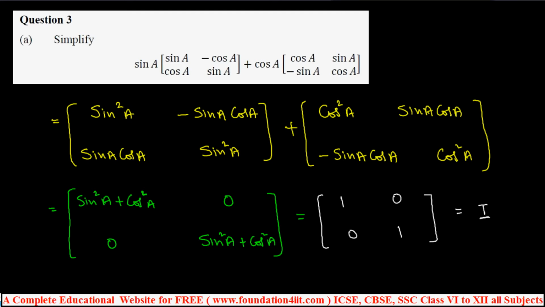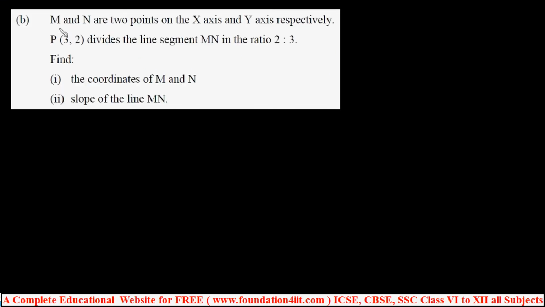Next question. In this question, M, N are 2 points on x-axis and y-axis respectively. P (3, 2) divides the line segment MN in the ratio 2:3. Find the coordinates of M and N and the slope of the line MN. If you know the coordinates of M and N, we can use the formula for the slope, then you can find the slope of the line MN.